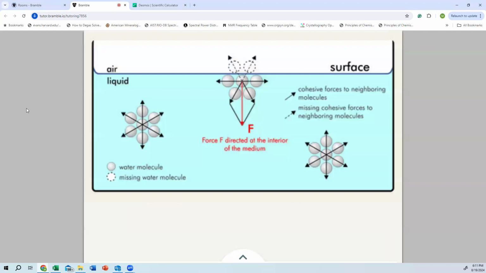So with surface tension, we're thinking about how the water interacts with its... Oh, let me do it differently. That image is really hard to see. Sorry about that.